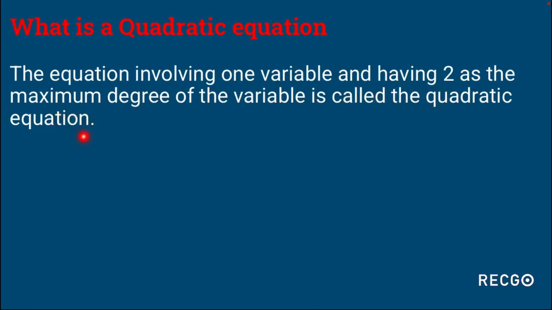Now in linear equations we had learned that variable is nothing but our alphabet. So what it says is that the equation involving one variable, so there should be one variable throughout. That is, if you're using x, then x should be there throughout the equation. You cannot have two variables, that one is x, one is y. So if any equation is having the same variable throughout, then there is a possibility that it can be a quadratic equation. The second condition is that it should have 2 as the maximum degree of the variable.